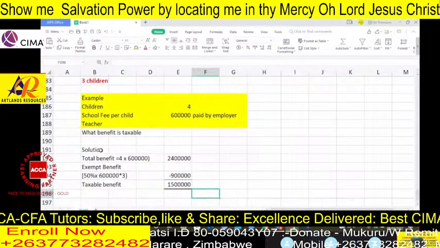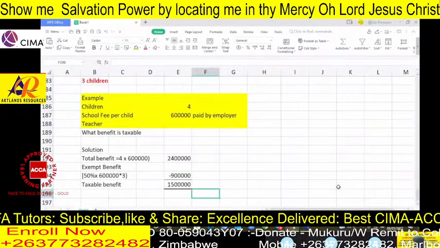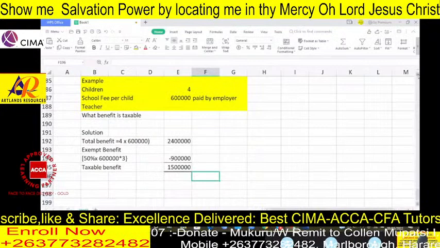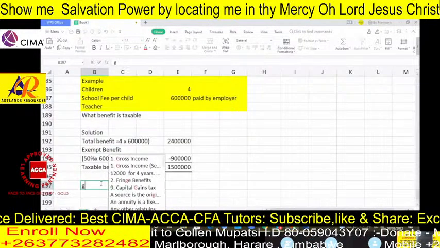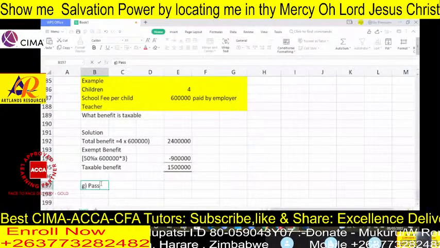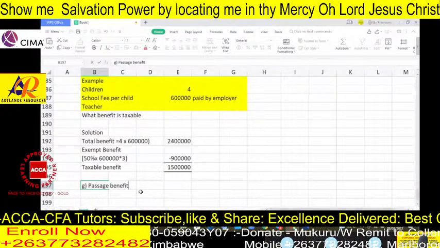Just give me 2 minutes so that I finish off on the last benefits, which is G, passage benefit. Passage benefit. What is this benefit?